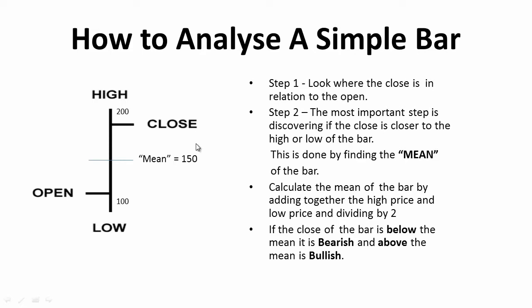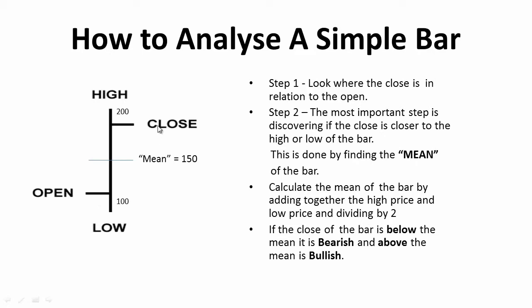Now, how do we use this information to our advantage to take a trading decision? Well, if you have a bar that closes, and we're assuming this is a daily bar, and we've got a close that, number one, is above the mean. Number two, it's closer to the high than it is to the low. And number three, it is confirmed by the close being above the open.